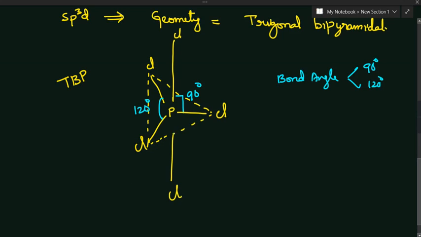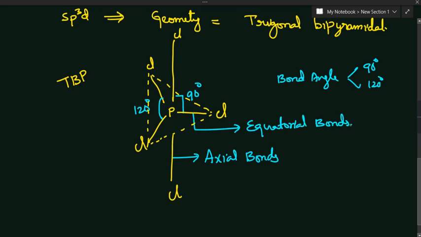And moreover, a very important point to note here is these bonds which are above and below the plane are called as axial bonds. And the bonds which are in the plane of the triangle are called as equatorial bonds. So in case of trigonal bipyramidal, you will find two types of bonds, axial bonds above and below the plane, and equatorial bonds in the plane of the triangle.